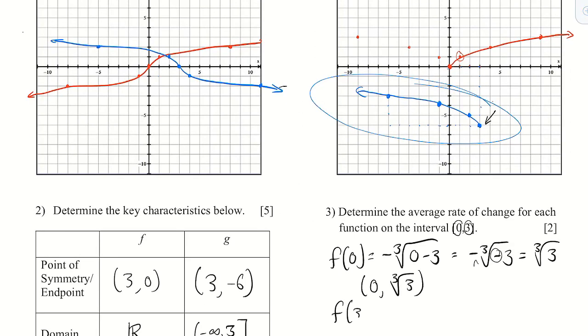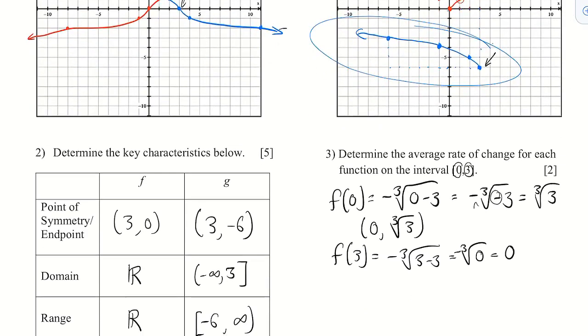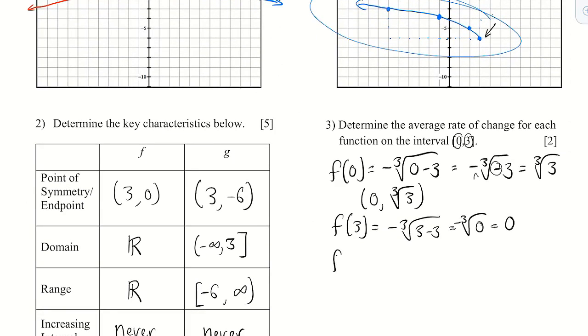Now I'm going to figure out what f of 3 is. So it's going to be negative cube root of 3 minus 3, which is in a sense going to give me negative cube root of 0, and so that's actually going to give us 0. And we can see right here that we have that actual ordered pair. So to figure out the average rate of change, we do f of b minus f of a over b minus a.